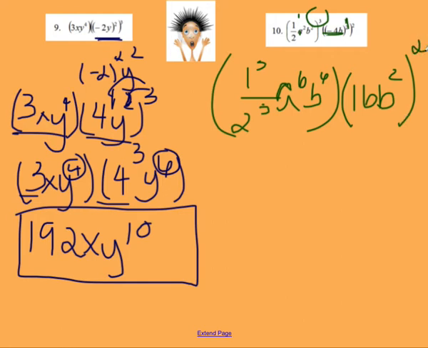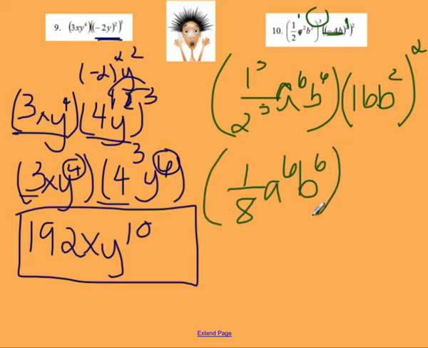So let's simplify this down. Well, 1 cubed is just going to be 1. 2 to the 3rd is going to be 8. And then I have a to the 6th, b to the 6th. Okay, that parenthesis is fully simplified. I'm feeling good. So now I have 16 to the 1st. Okay, so now I need to take the 2 and I need to multiply it by each of those exponents. So 1 times 2 is 2, and then 2 times 2 for the b is going to be 4.